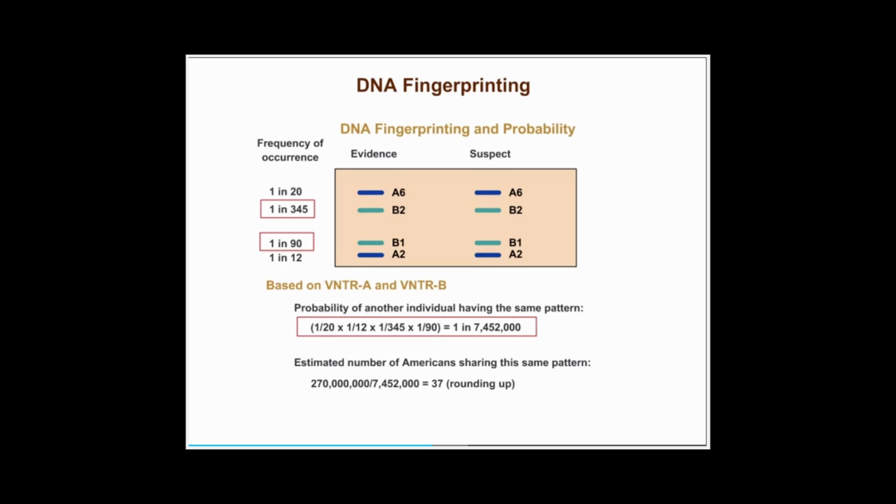The probability of having all four alleles is determined by multiplying the frequencies of each allele. 1 in 7 million individuals are expected to have this combination of alleles. Statistically, about 37 individuals in the U.S. share this DNA fingerprint. Additional VNTR probes would increase our confidence that the two samples are from the same person.